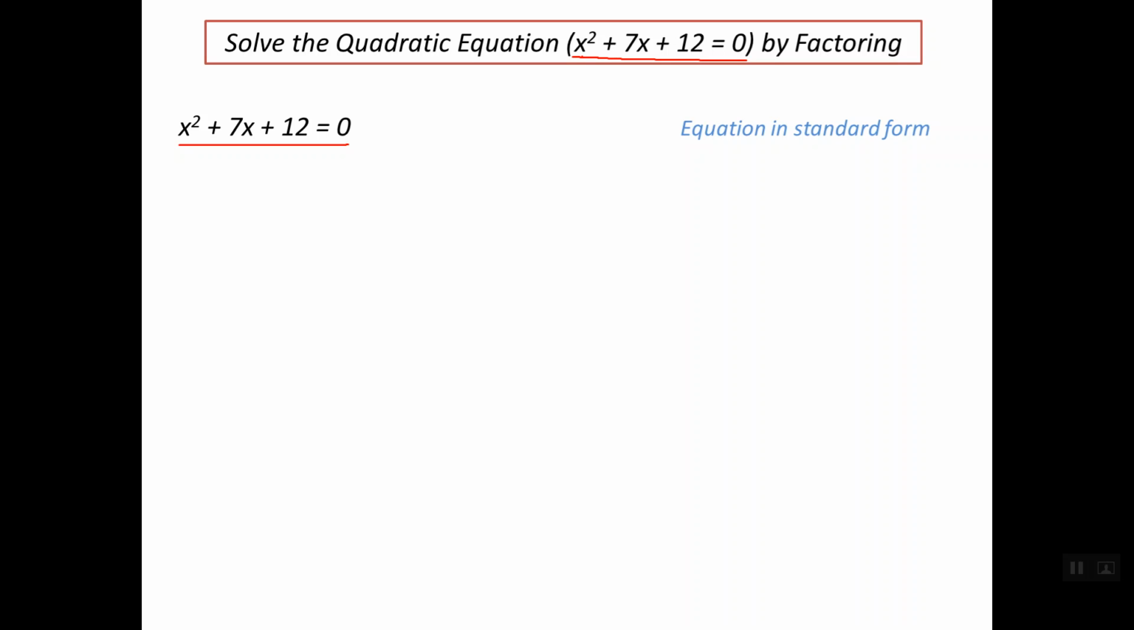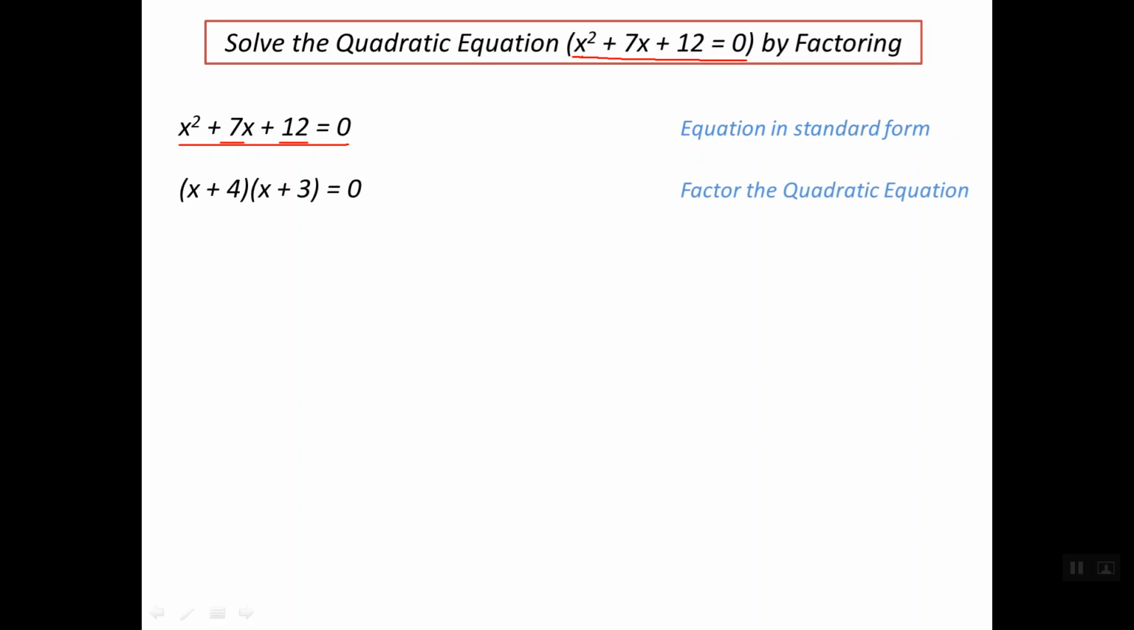See that there is no common factor between these three terms. So we check for the possibility of factoring this quadratic equation. Here we search for two numbers so that the product of these two numbers is 12, and the two numbers add up to 7. So the two numbers are simply 4 and 3. So the first factor for this quadratic equation is x plus 4, and the second factor is x plus 3.